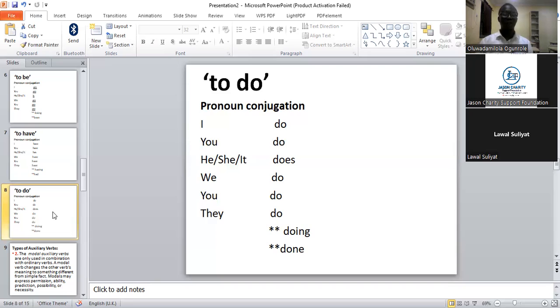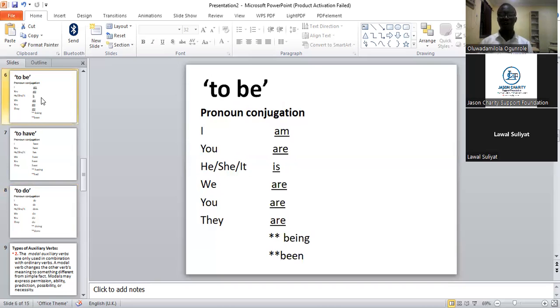So don't forget, let us just have a run through for the verb to be. We have I am, you are, he or she or it is. Don't forget that part. The third person singular pronoun has a way that it changes the form of the verb that it has with it when we are talking about the auxiliaries. So now it has changed from be to is. And then we have we are for the plural, you are, they are. And for the progressive, we have being, and for the perfected form, we have been.